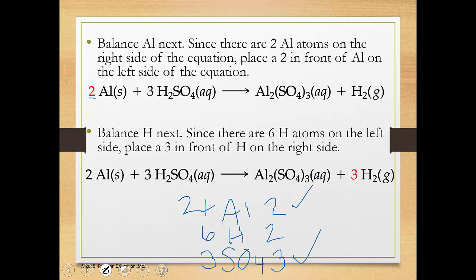That leaves just the hydrogen. We have 6 on the left, 2 on the right. Since this is already a 2, we've got to increase it to 6, but we don't want to put a 6 out in front because remember it multiplies through. So we put a 3 here. 3 times 2 gives us the 6. So now we have 2 aluminum, 6 hydrogen, and 3 sulfate on each side of that equation. That gives us a balanced equation.